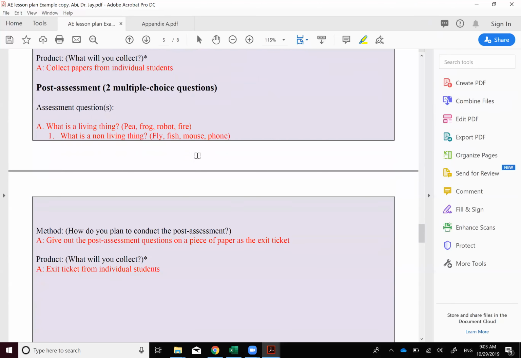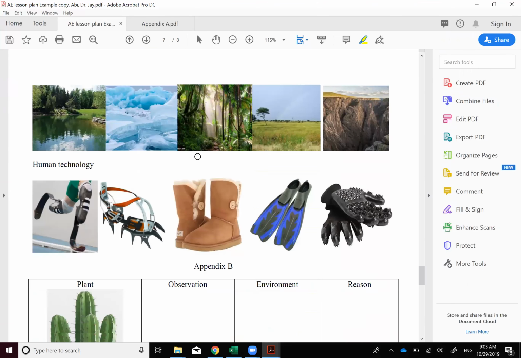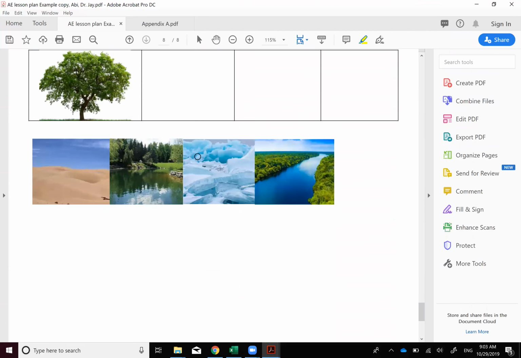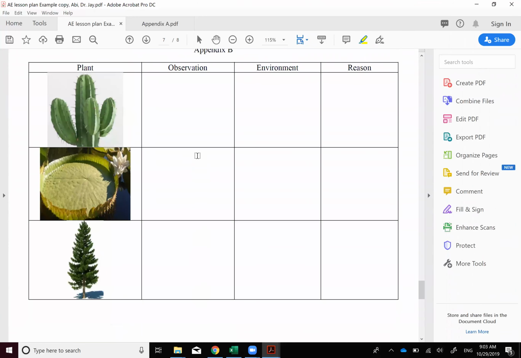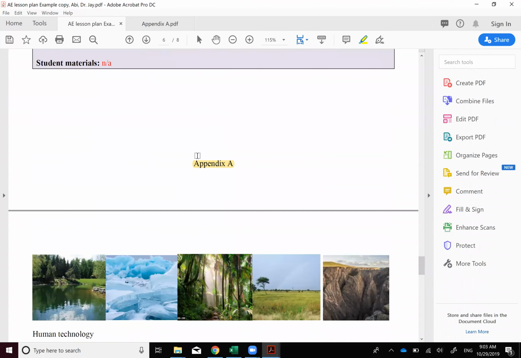So it's your decision. Lastly, what are these pictures here? I think these are from my exemplary lesson plan, and you will not use them in your lesson plan. So please delete this part.